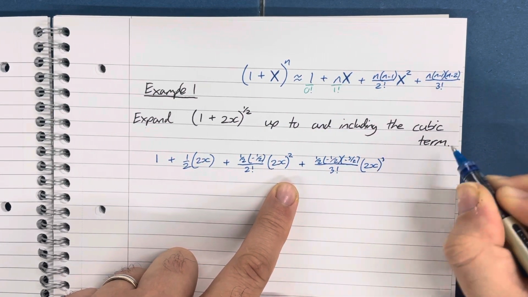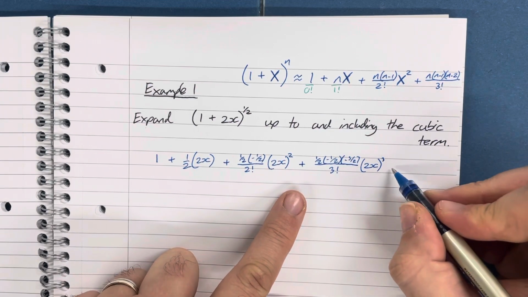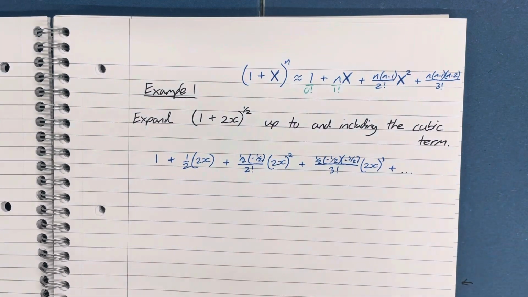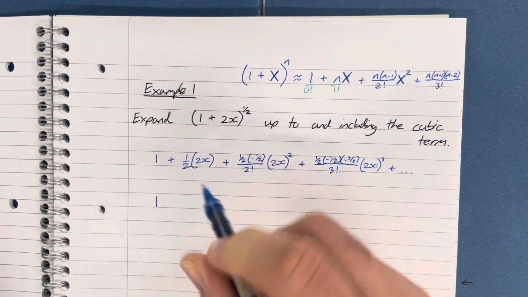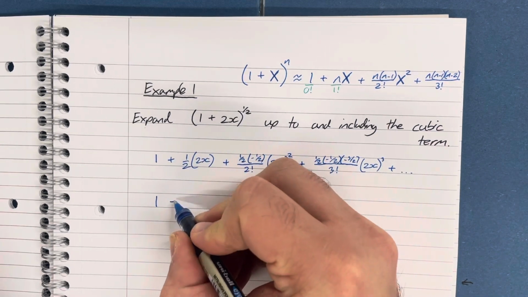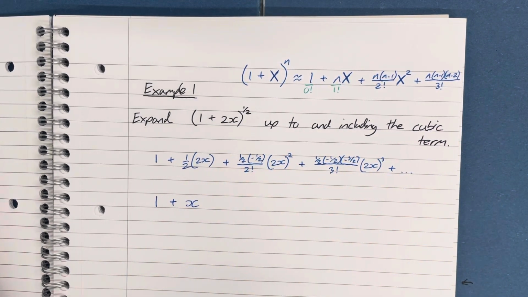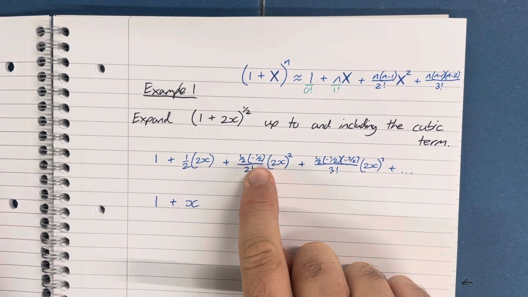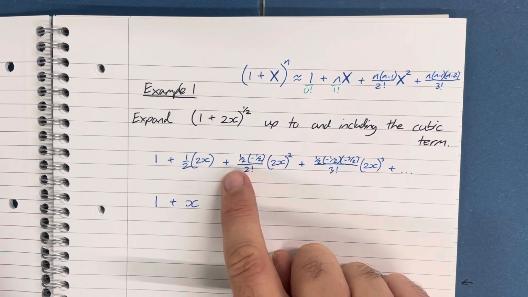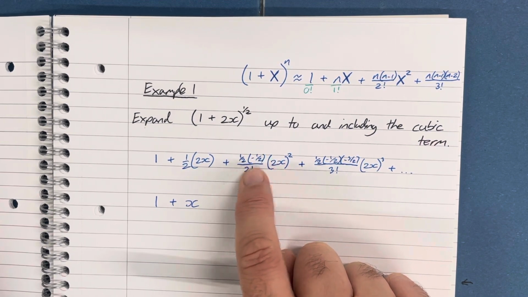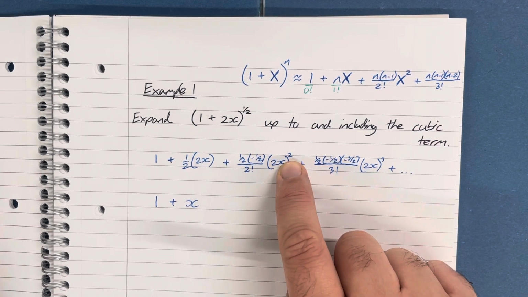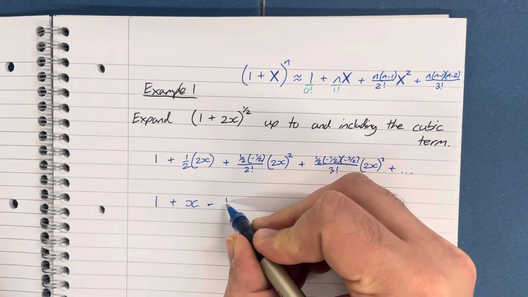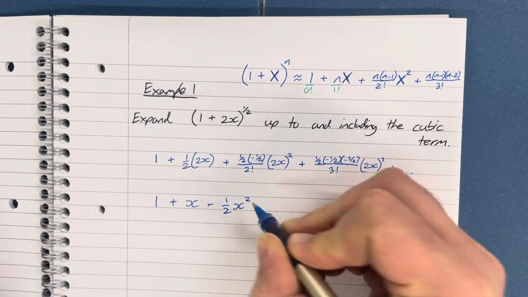And we only want to go as far as the cubic term because that's all the question asked, but the expansion would continue indefinitely. Okay, so let's simplify these terms. We're going to get 1. A half times 2 is just the number 1, so it's just x. Then we've got a half times minus a half divided by 2. So altogether that gives you minus an eighth as the binomial coefficient there. But we're going to times that by 2 squared. So it's going to be minus a half x squared.